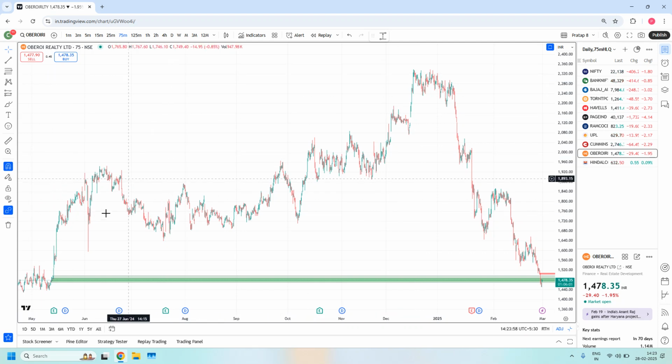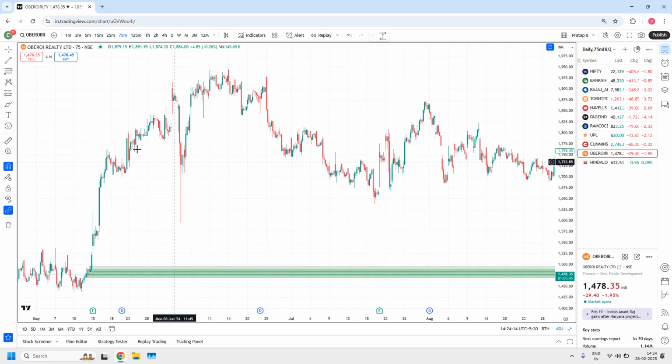And in Opera Reality, we got 2 trades. One is successful and one is stopped out. But the trade that is successful gave a very good profit. So let us see first of all how our software identified this zone as a daily, this is a 75 minutes high liquidity demand zone.